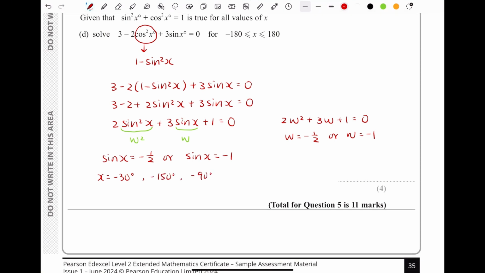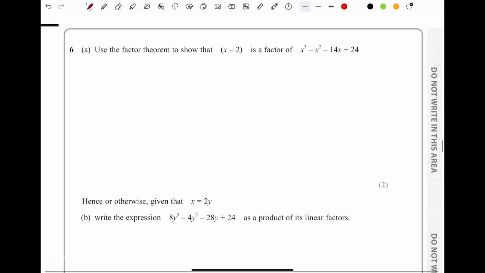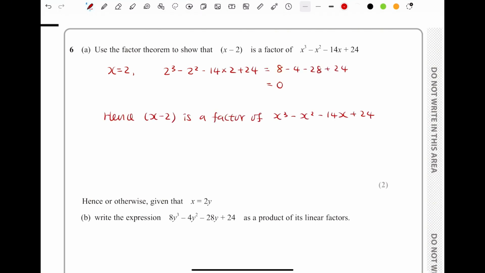Okay, so now moving on to the next question, question 6. We now need to use the factor theorem to show that x subtract 2 is a factor of this cubic. So if x is 2, we have 2 cubed take away 2 squared, take away 14 times 2 plus 24, and we need to show that this equals 0. Therefore, x subtract 2 is a factor of this cubic.